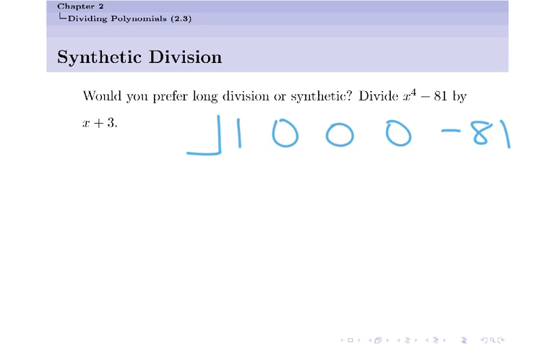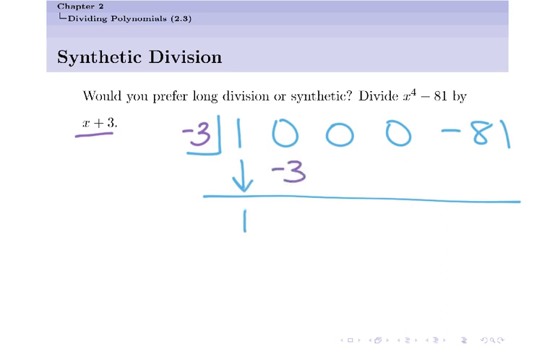Okay, now what do I put in the box? Well, I set this equal to 0 and solve, and I get negative 3. So then I go ahead and bring down my first term. I multiply. 1 times negative 3 is negative 3. I add down 0 plus a negative 3. Think about it as combining them instead. 0 and negative 3 combined gives me negative 3. Negative 3 times negative 3 gives me 9. Combine them, I get 9. 9 times negative 3 is negative 27. Combine them.